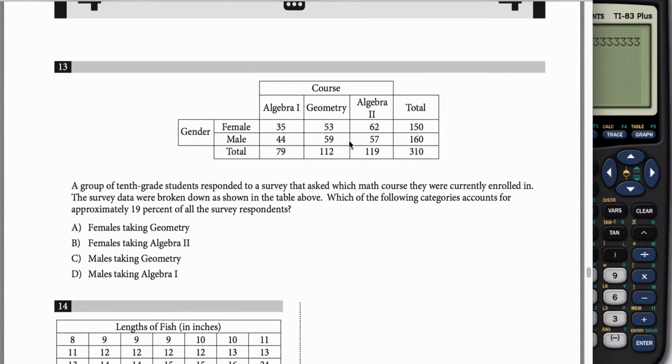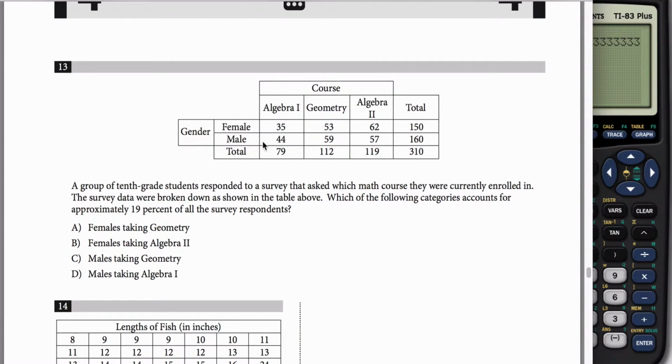Number 13, you're given this table here, and you're told a group of 10th grade students responded to a survey that asked which math course they were currently enrolled in. Survey data were broken down as shown above. Which of the following categories accounts for approximately 19% of all survey respondents?